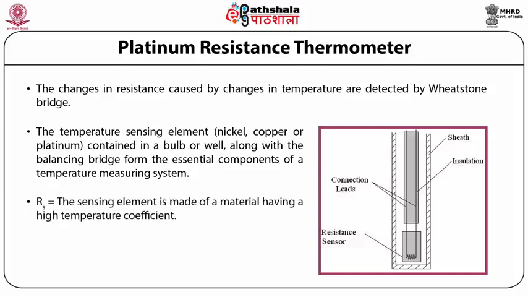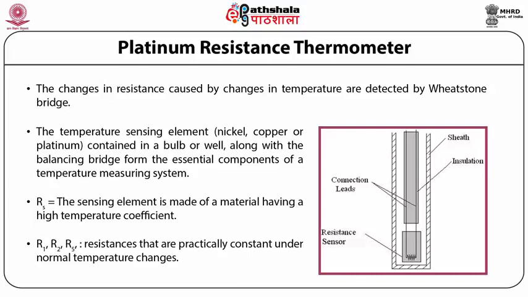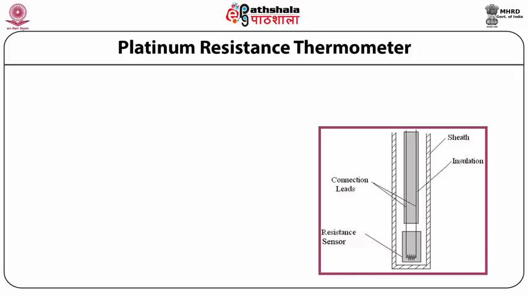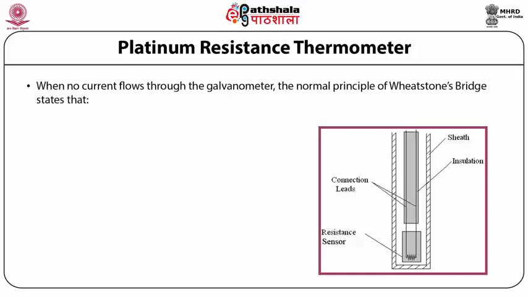Now consider Rs, the resistance of the sensing element, which is made up of a material having a high temperature coefficient. R1, R2, R5 are considered as resistances that are practically constant under normal temperature changes. So students, when no current flows through the galvanometer, the normal principle of Wheatstone's bridge states that R1 by R2 equals Rs by R5.